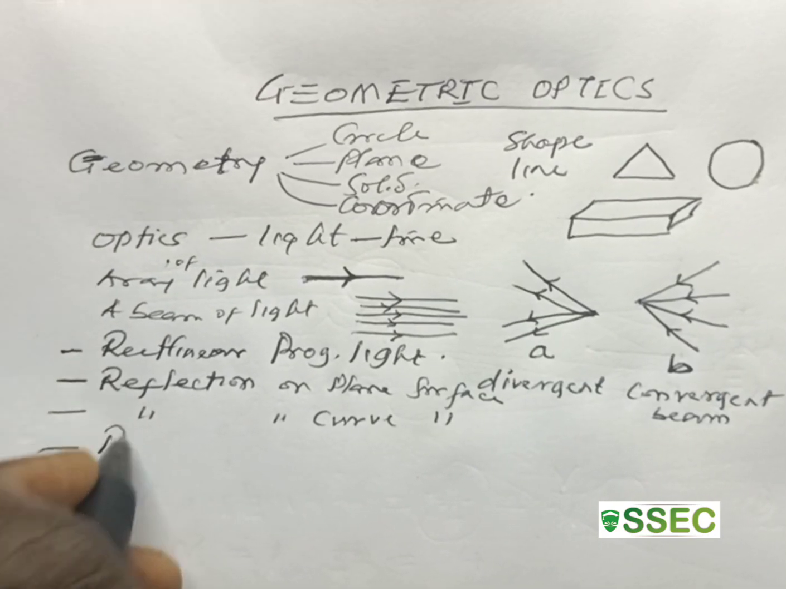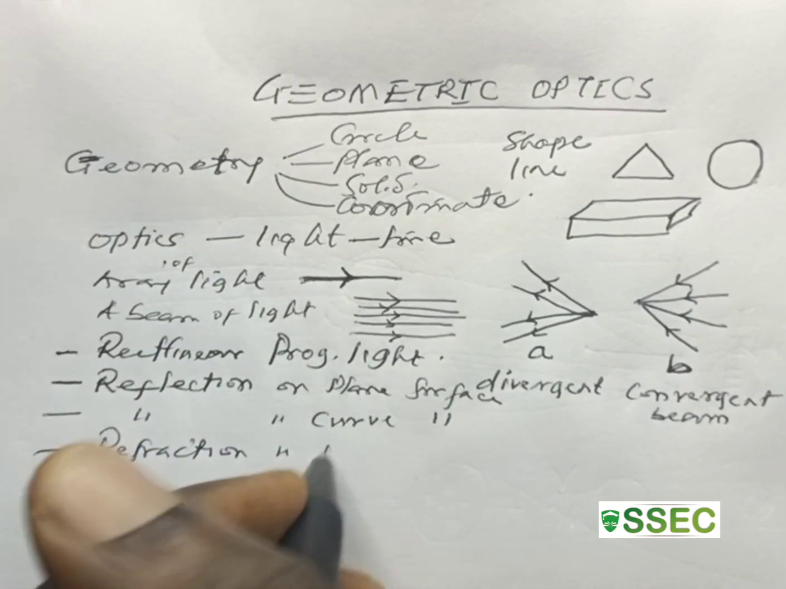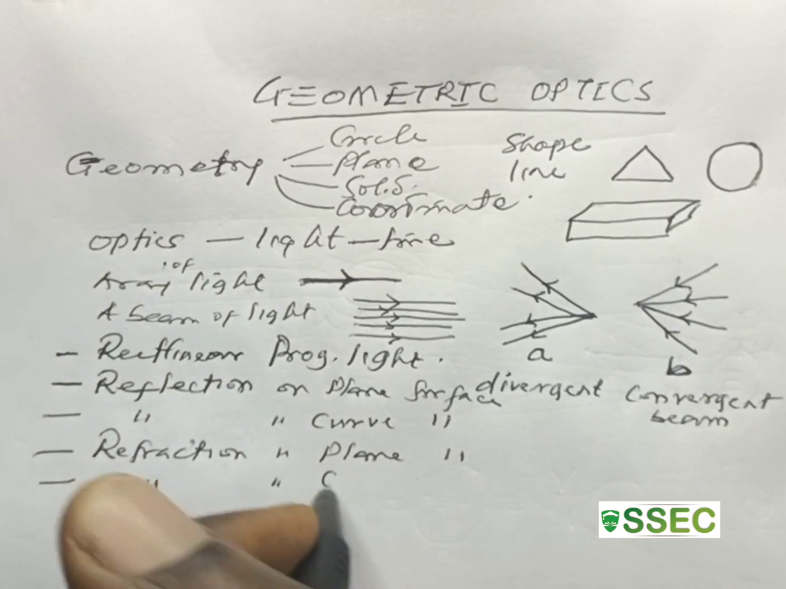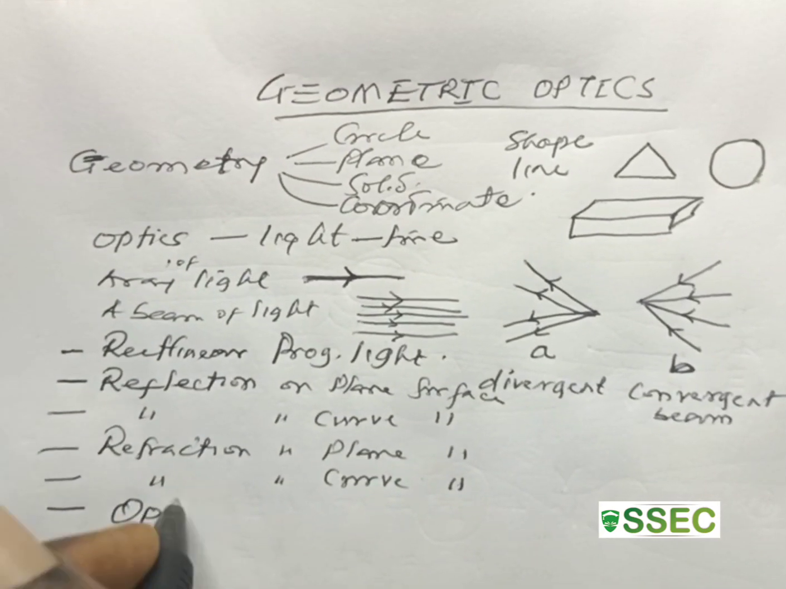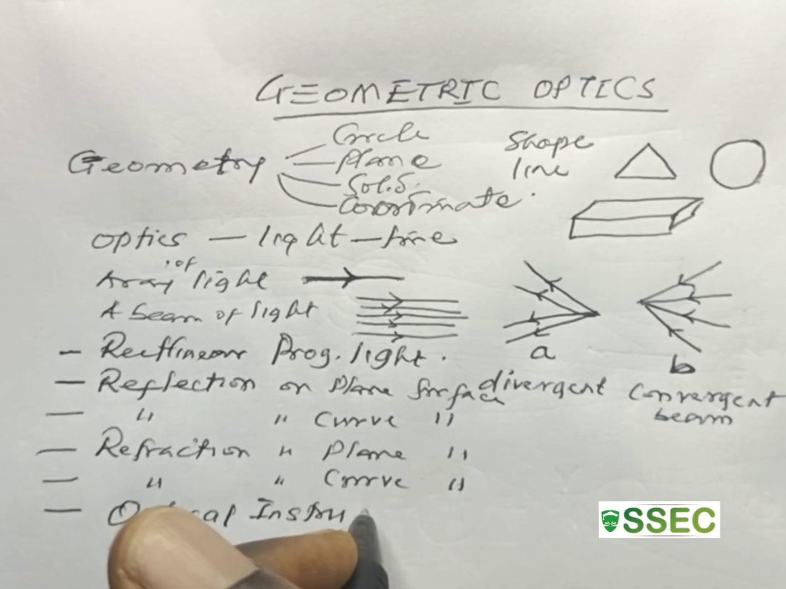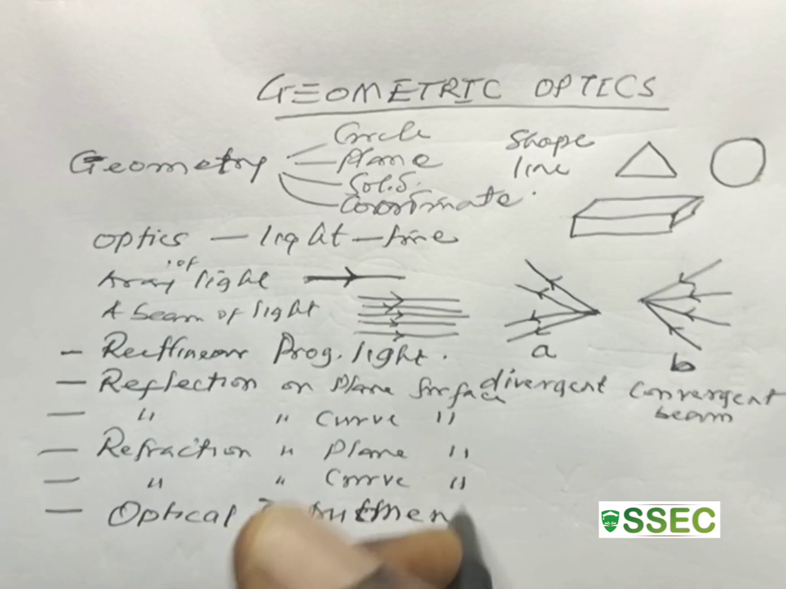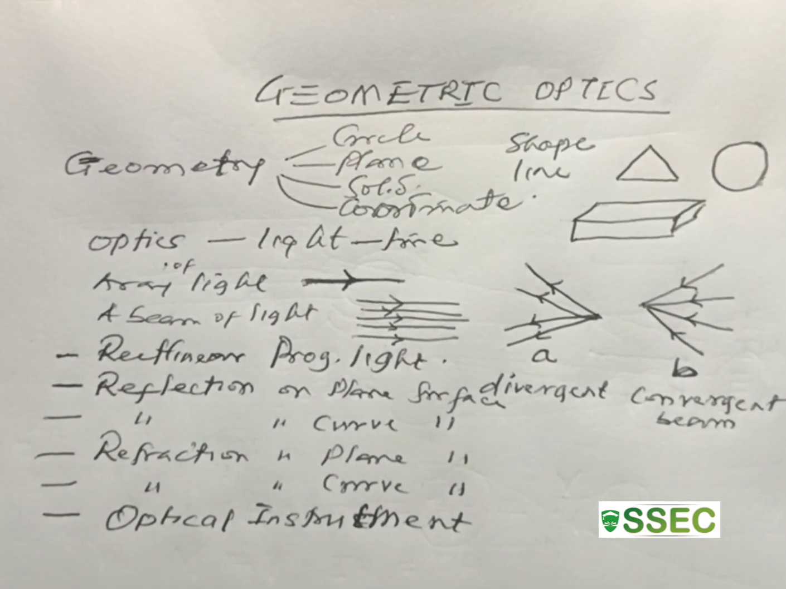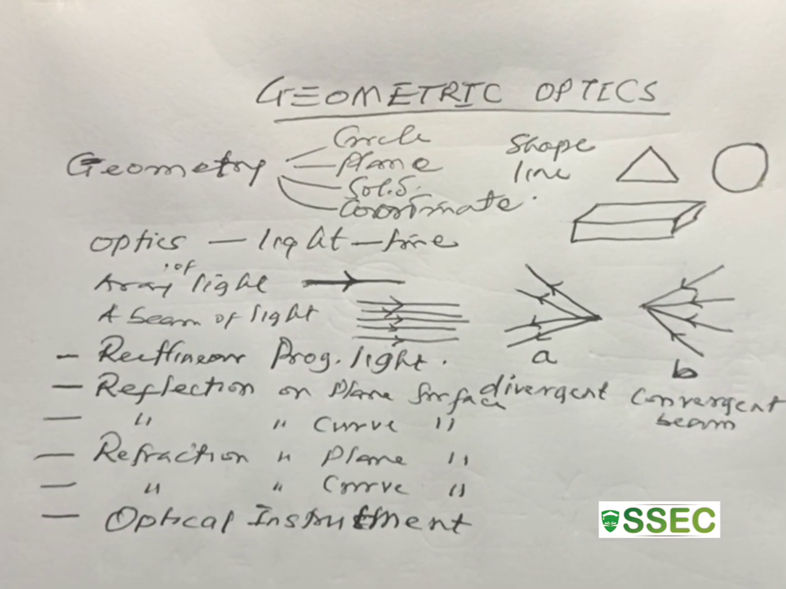Then we take another property of light called refraction. We look at it on plane surface. Then we also look at refraction on curved surface. Then we now take the last topic, which is called optical instrument, which is an application of all the concepts that we are going to learn in this topic. So these are what we'll be looking through under the topic geometric optics.